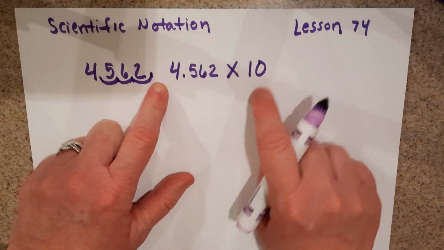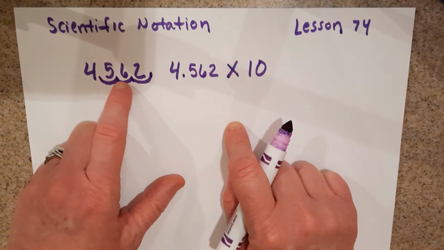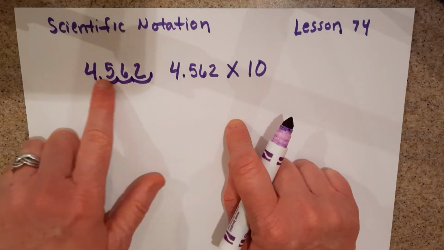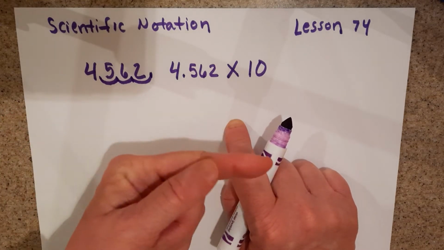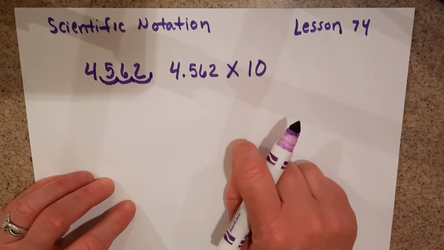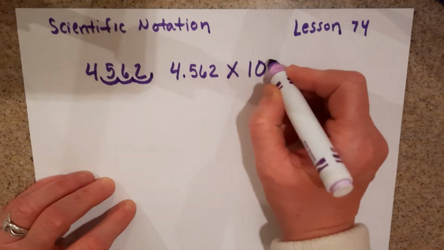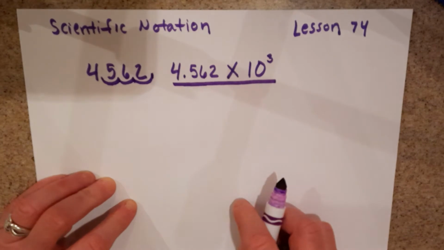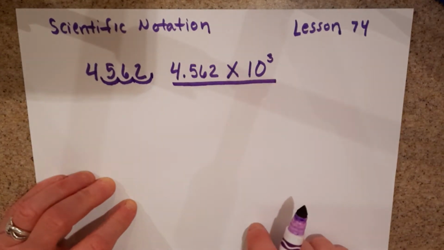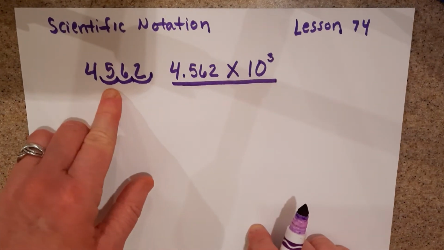Now scientific notation asks us to multiply that number by a power of 10 so that it equals 4,562. We can decide what power of 10 it is by the number of times we've moved the decimal point. If we move the decimal point to the left, then the exponent is positive. If we move the decimal point to the right, then the exponent would be negative. Here we moved it to the left, so 4.562 times 10 to the third would be how you would write that in scientific notation.